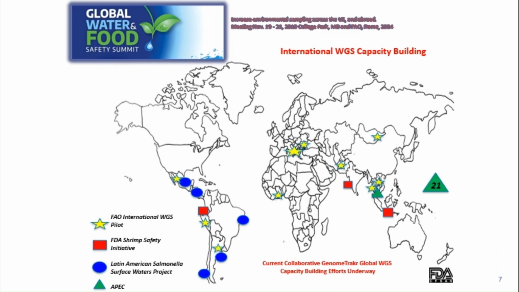We also have international engagement. Mainly, we're collecting water samples in Latin America, but we're also doing work on shrimp aquaculture, as well as the APEC, the Asia Pacific Economic Cooperation, which are 21 entities around the Pacific Rim, and they all have interest in genomics and are at various stages. And so this is another way to get more diversity and to understand the foodborne pathogens globally.